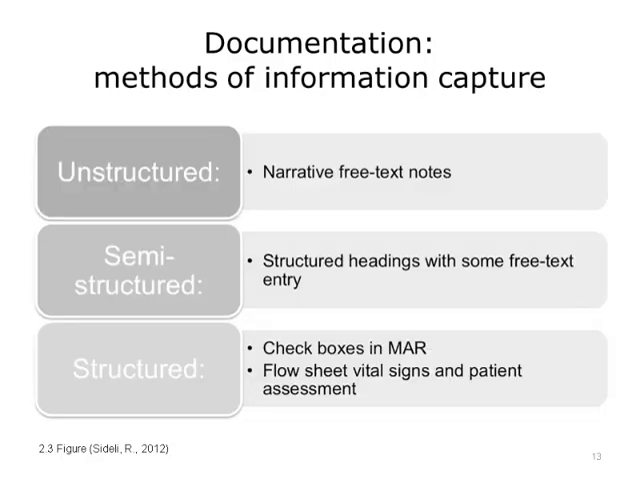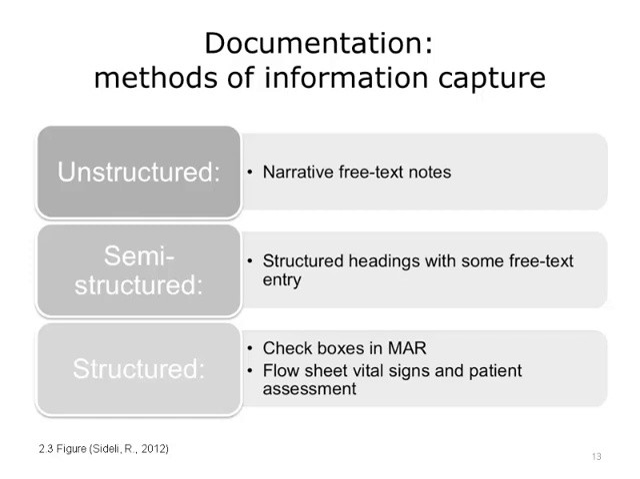We just discussed the different types of documentation, and now we will discuss the three different methods for representing clinical documentation within the electronic health record. The first is unstructured information. Unstructured information refers to narrative free text notes written by a clinician. The second method of representing clinical documentation is semi-structured. This refers to notes that have structured headings, followed by free text entry.